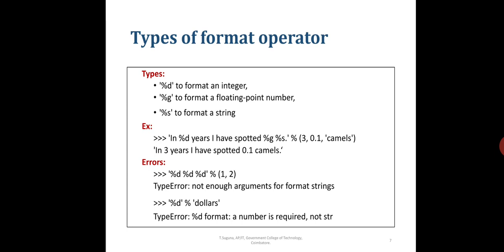In this example, 'In %d years I have spotted %g %s'. So here we are using three types of format operators. %d is for an integer, %g is for a floating point number, %s is for formatting a string. So instead of a single value, here we are using a tuple which specifies the three arguments, of the same types as specified in the format operator. So the result is 'In 3 years I have spotted 0.1 camels'. It shows errors when the number of arguments is mismatched or the type of argument is mismatched, as given in the below sample.